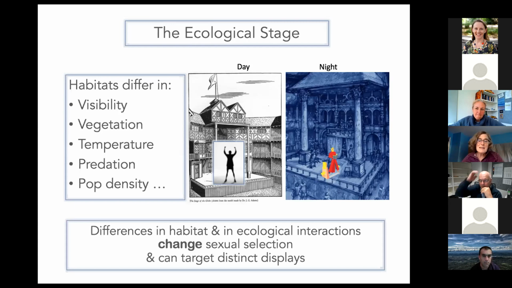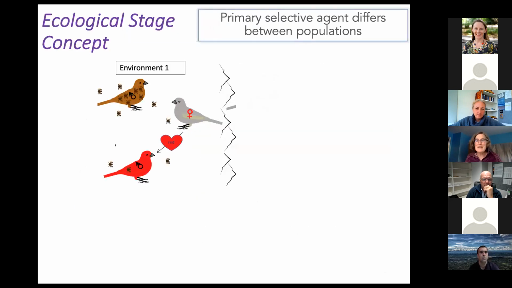And I'll just say that this is supported, that there could be lots of differences in these ecological stages, because so many people have done studies that show us that differences in habitat, differences in ecological interactions actually alter the way that sexual selection operates. And some of those studies also suggest that it can actually target or favor different kinds of displays. So the idea, I think, requires a little bit more detail to explain.